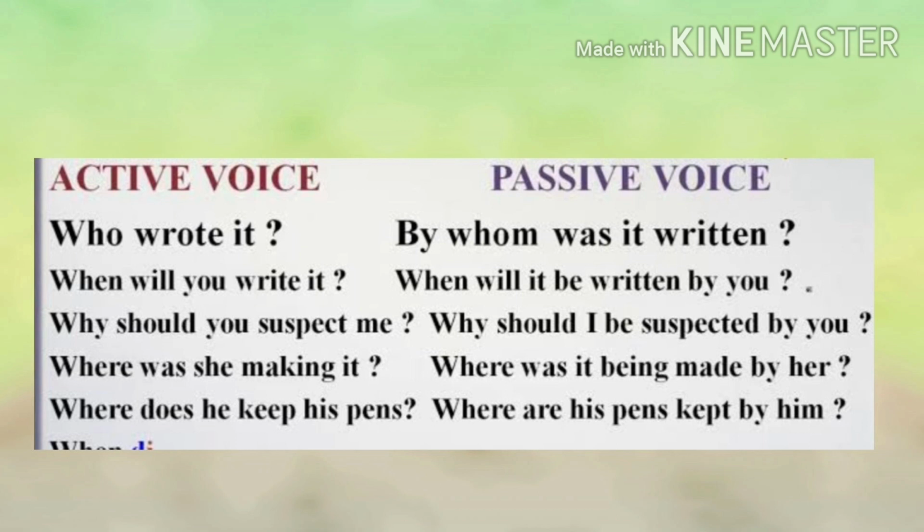One more thing, if your sentence starts with who and after who there is the first form of the verb, or s or es in the first form of the verb, you will use is, am, are in the passive voice. For example, if I say, who writes it, then the answer will be: by whom is it written?